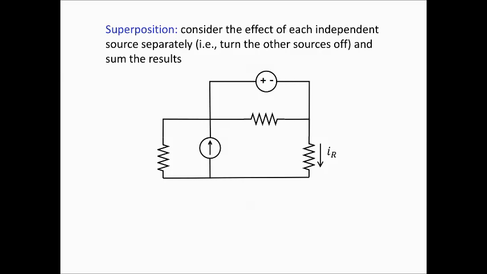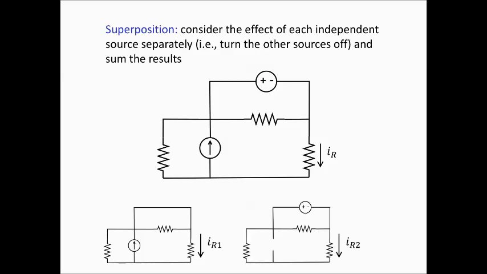So what have I done? I've basically calculated what is IR when I only have the current source and my voltage source is set to 0. I also looked at what is IR when I only have the voltage source and my current source is equal to 0. And so when I have both the current and the voltage source, IR is the sum of these two contributions. And that's the principle of superposition. I can consider each source separately by setting all the others equal to 0.